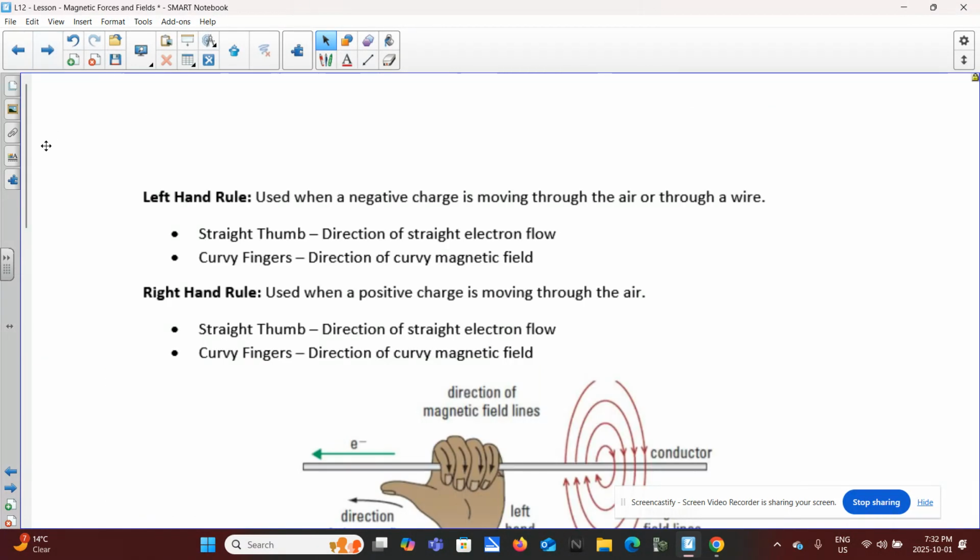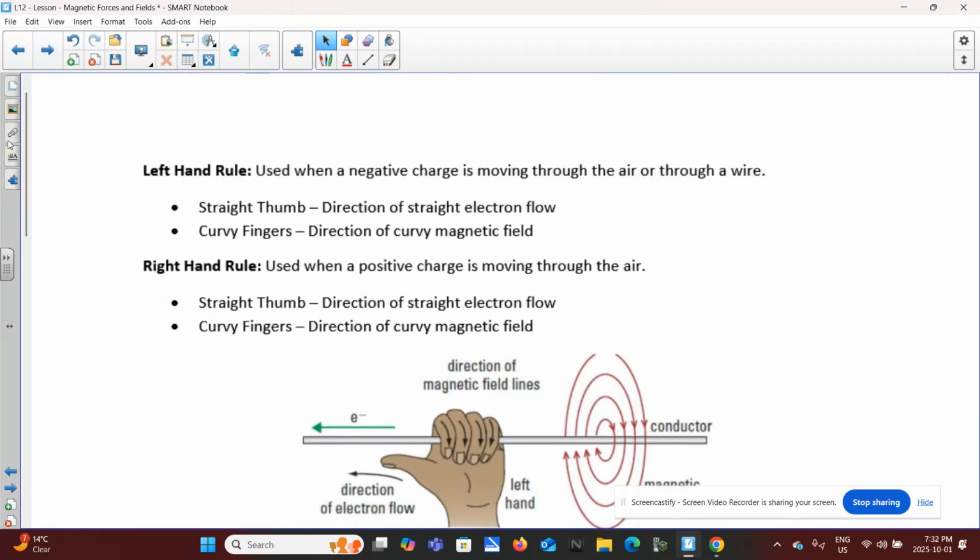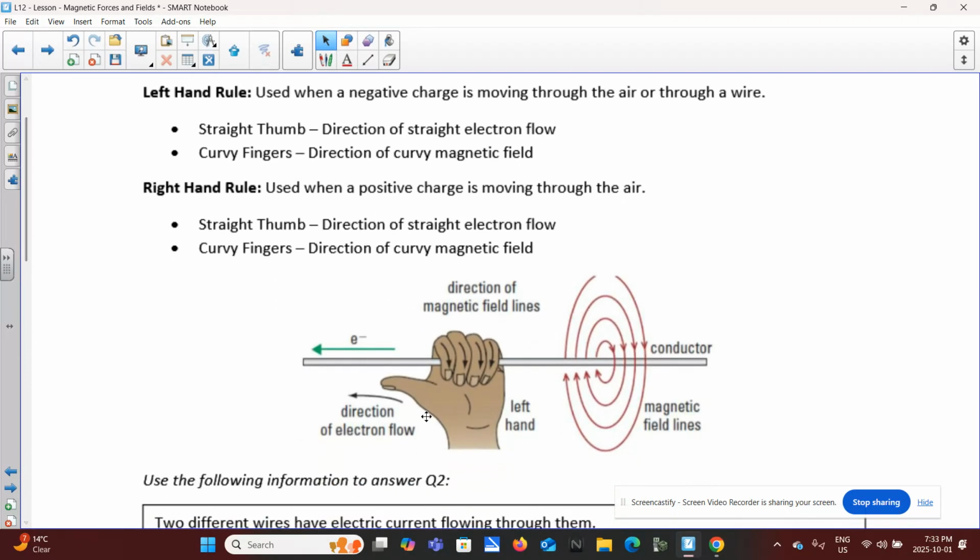Okay, moving on. So first of all, left-hand rule. I'm going to use left hand for current because it's electrons that move, left hand negative. So it's used when a negative charge is moving through the air or through a wire. My straight thumb is my direction of my electron flow, and my curvy fingers are direction of the curvy magnetic field. So here I can see this, my straight thumb in the direction of the straight electron flow, and my fingers are going to wrap around with it.